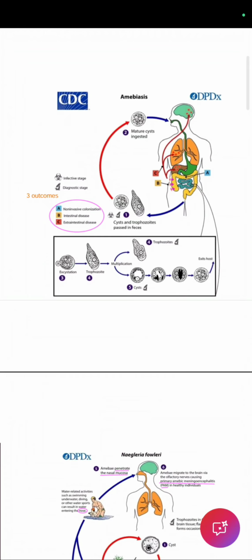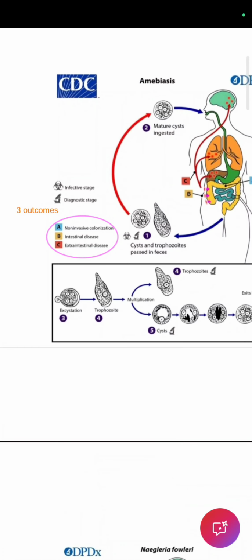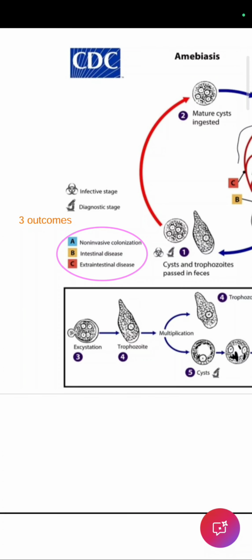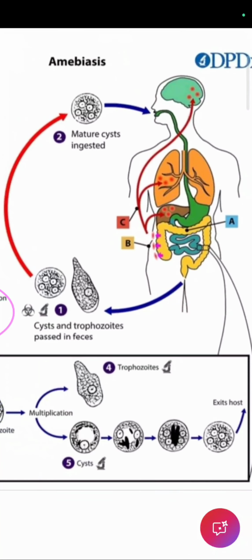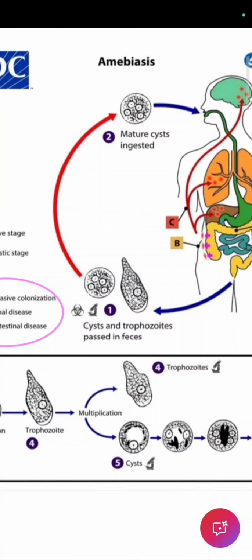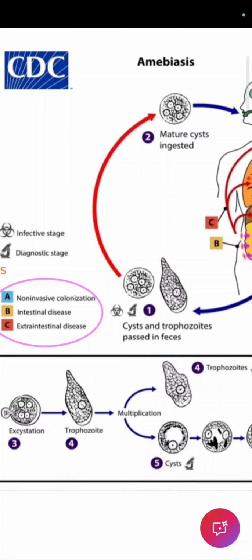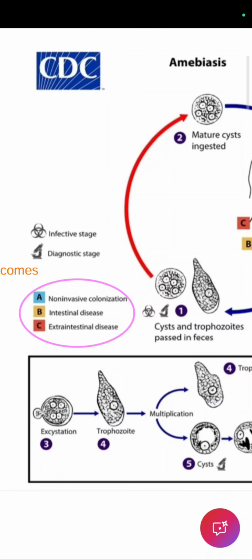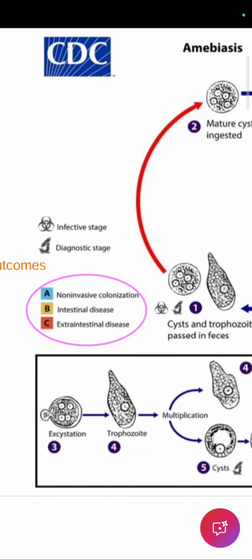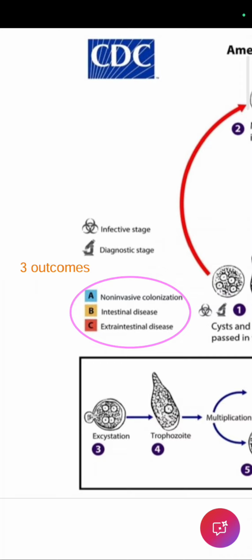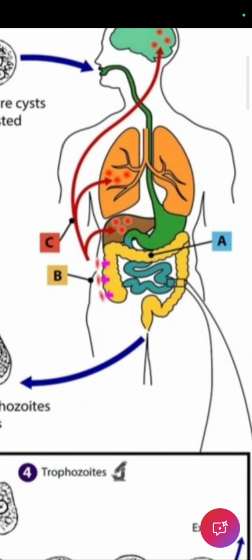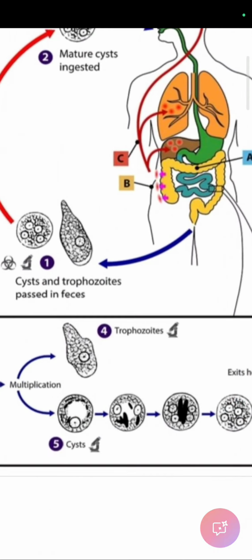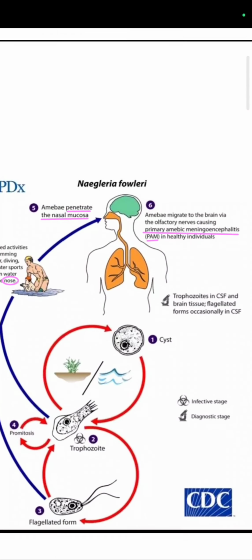So the first is amoebiasis. For this, you have to just look for this thing. As you know, in amoebiasis, when these cysts enter the intestine, they can just stay inside the intestine, and that will be non-invasive colonization. They can actually cause dysentery, so that will be intestinal disease, or they can go to other parts of the body, for example amoebic liver abscess. So you have to look out for these three different outcomes, and it will also be shown in this diagram here.